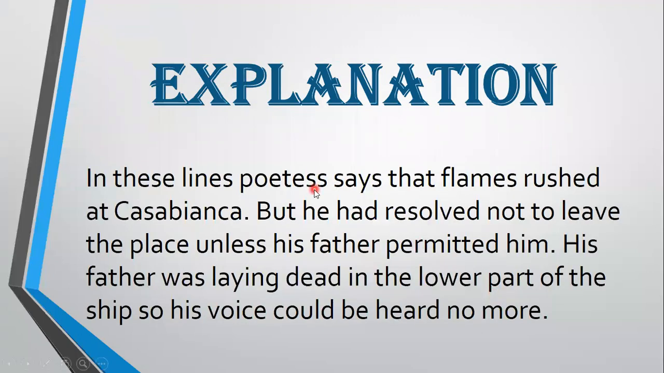Okay, now see the explanation. In these lines, poetess says that flames rushed at Casabianca, यानी कि flames are coming nearer to the Casabianca, उसके करीब आते चले जा रहे हैं. But he had resolved not to leave the place unless his father permitted him. He had resolved means he had committed, he had made a decision कि वो अपने वालिद के हुक्म के बगैर अपनी जगह नहीं छोड़ेगा. His father was laying dead in the lower part of the ship, so his voice could be heard no more.